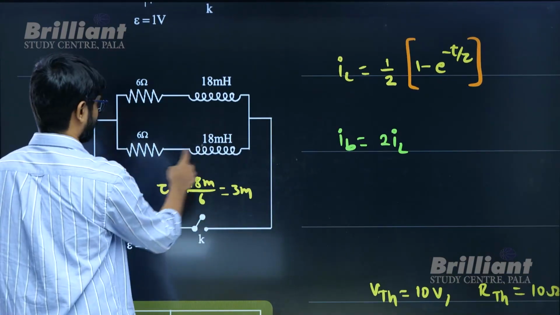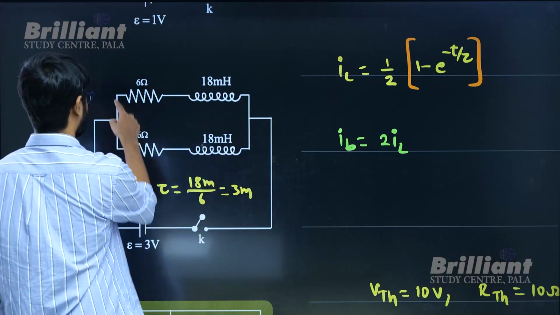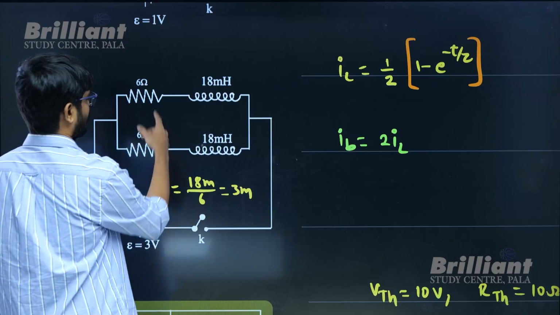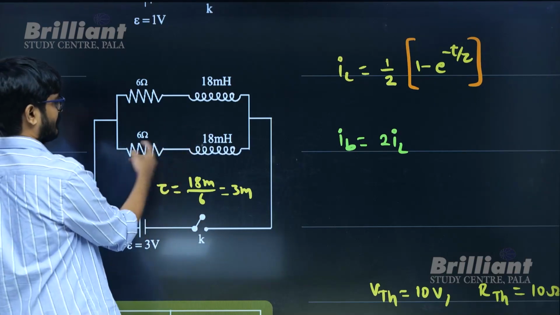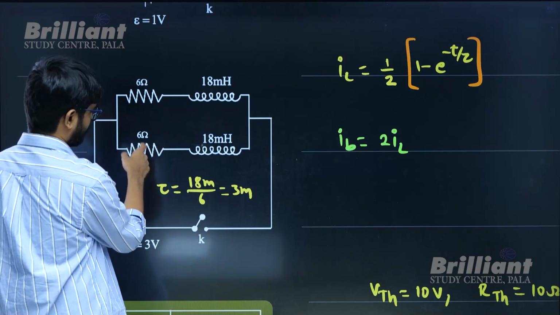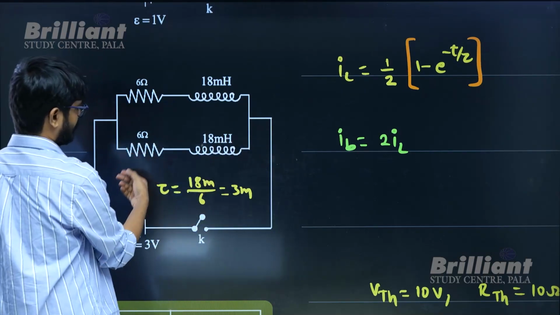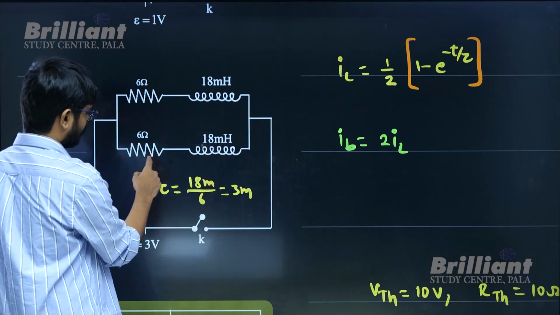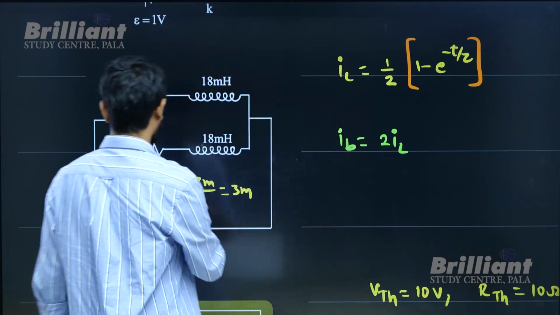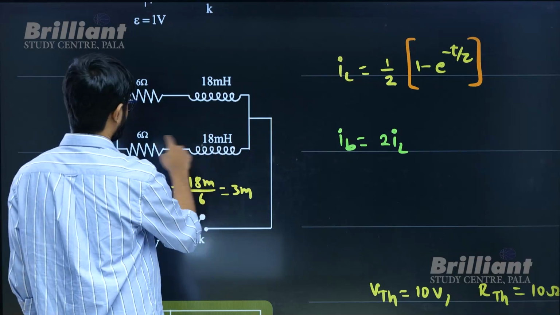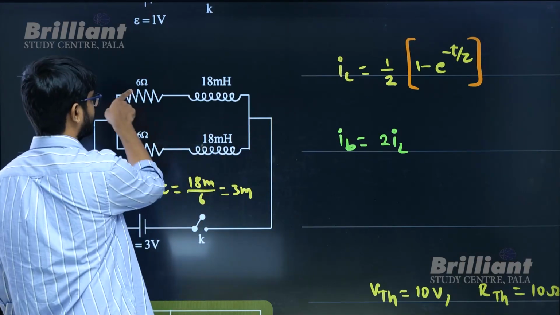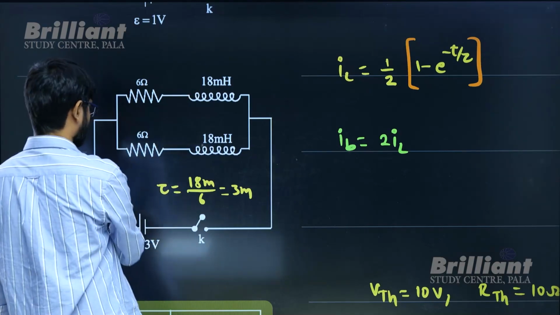Now either you write this loop equation or this loop equation. These two look like different equations, so I can find for any one. So for this one, when I write the loop equation, maximum current in this case is going to be half ampere. So half into 1 minus e power minus t by tau. For this one, what is tau? L by R. Whatever is the current in this one, in the other one also the current will be the same. So this current will be 2 times of that.